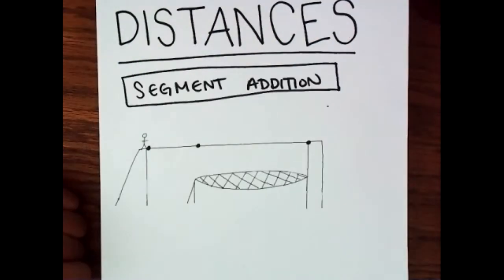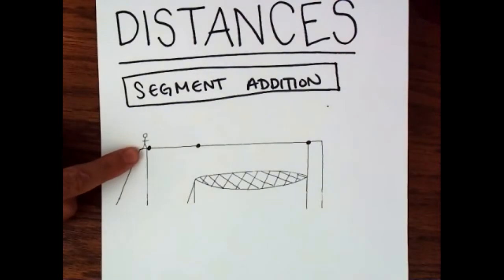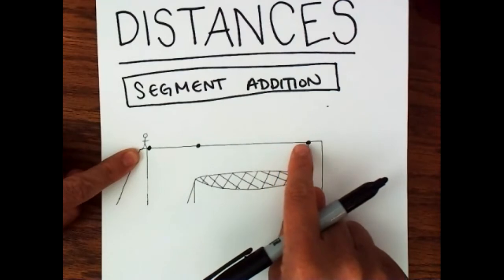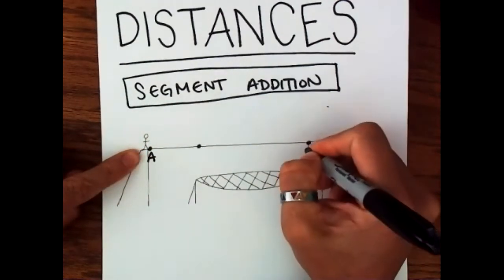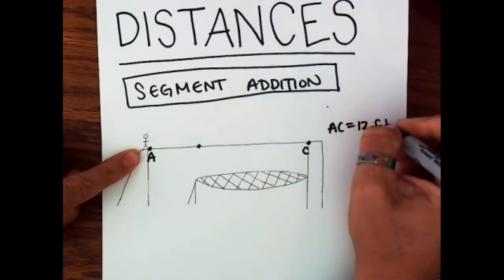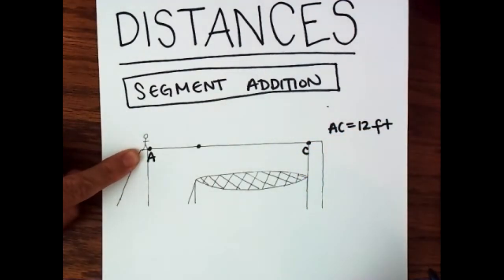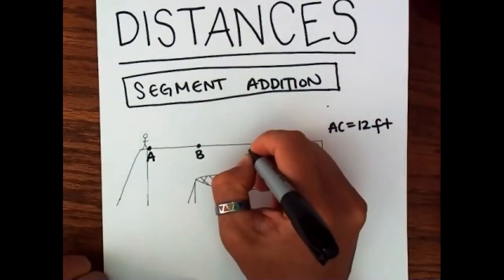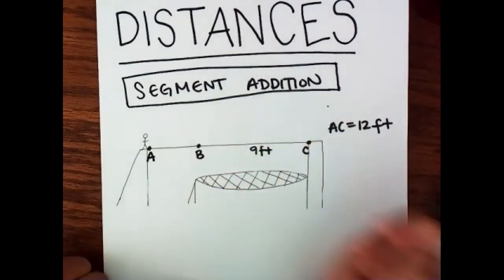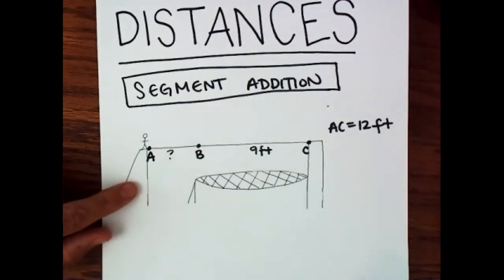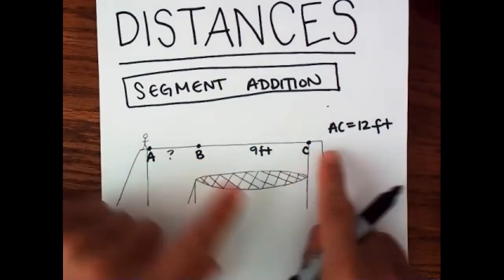So let's say we have a tightrope walker, and she knows how long she has to walk from point A to C. So that distance is actually 12 feet, but the circus ran out of funds, so she could only get a net from points B to C, which is 9 feet. So she's up in the air right now, and she's like, I don't know how long I have to walk from A to B. So the way that we're going to do this is we know that from A to B plus B to C will equal 12 feet.